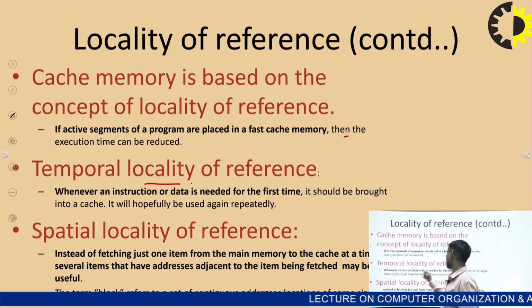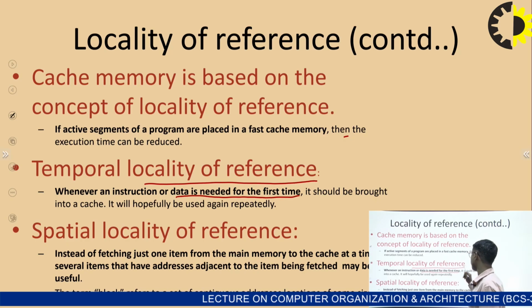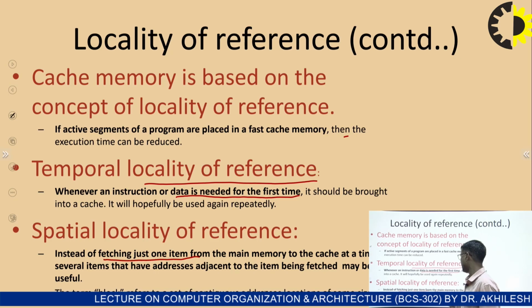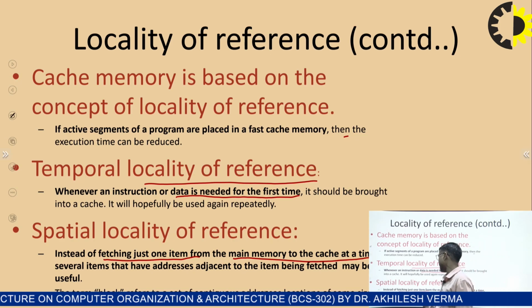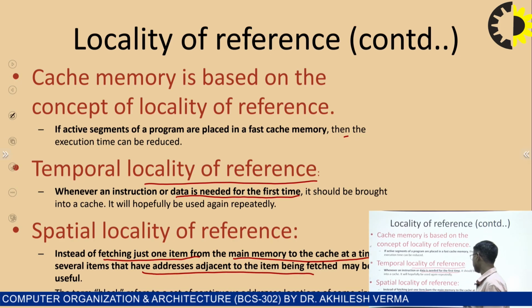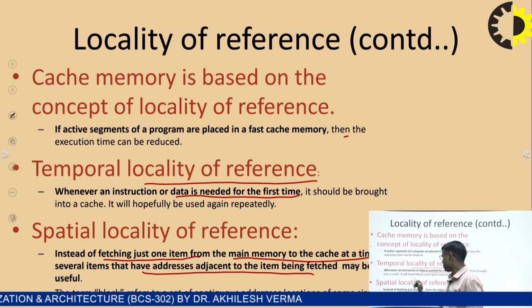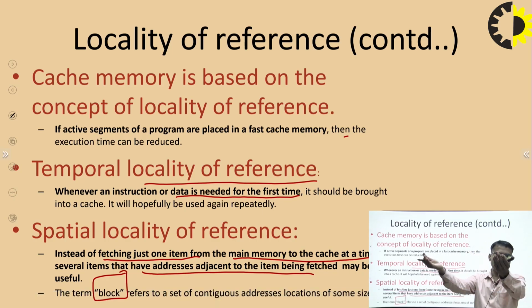In temporal locality of reference, whenever an instruction or data is needed for the first time, it is brought in. While in spatial locality, instead of fetching just one item, we can bring more items into the cache that are adjacent to the item being fetched. The group of items brought into the cache is logically called a block, which is brought from the main memory to the cache.